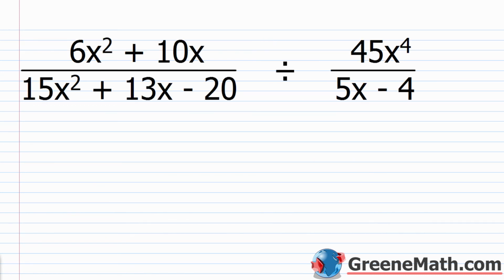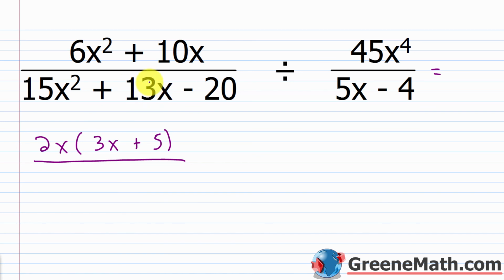So we have 6x squared plus 10x over 15x squared plus 13x minus 20. This is divided by 45x to the 4th power over 5x minus 4. All right, so from the numerator of the first fraction here, I know I could pull out a 2x. So that would leave me with a 3x plus a 5. In the denominator down here, I can't start by factoring anything out. 13 is a prime number. Nothing's going to be common.